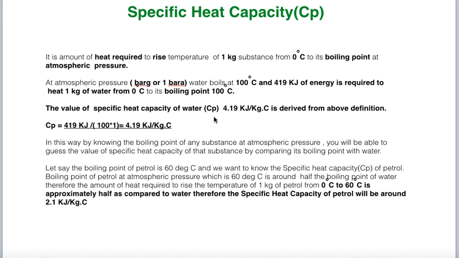Let me explain the practical definition of specific heat capacity. It is the amount of heat required to raise the temperature of 1 kg of substance from 0 degrees centigrade to its boiling point at atmospheric pressure.